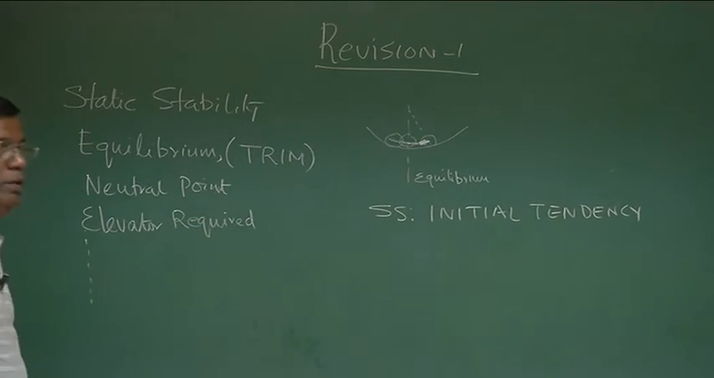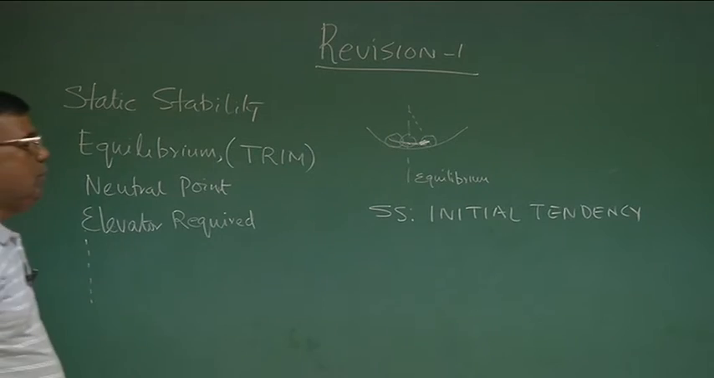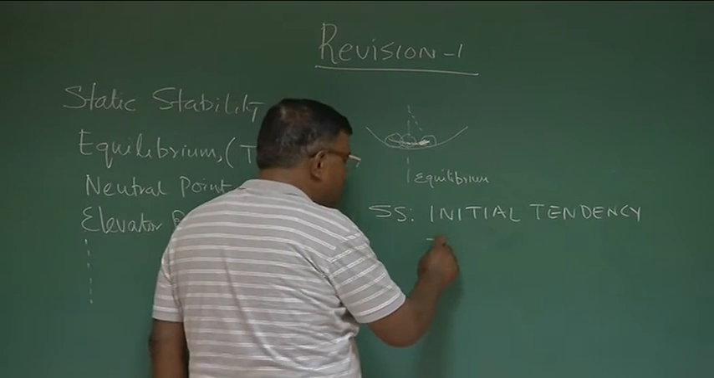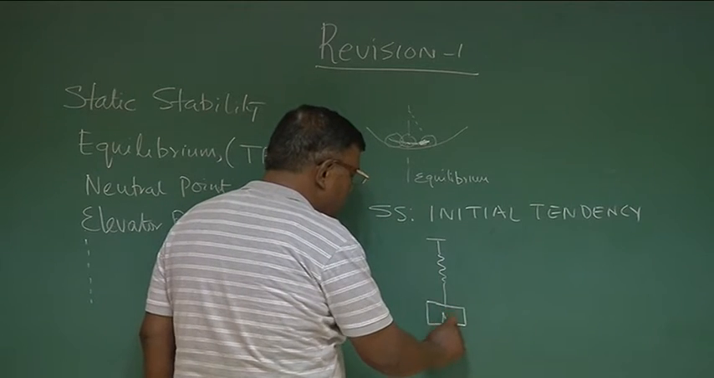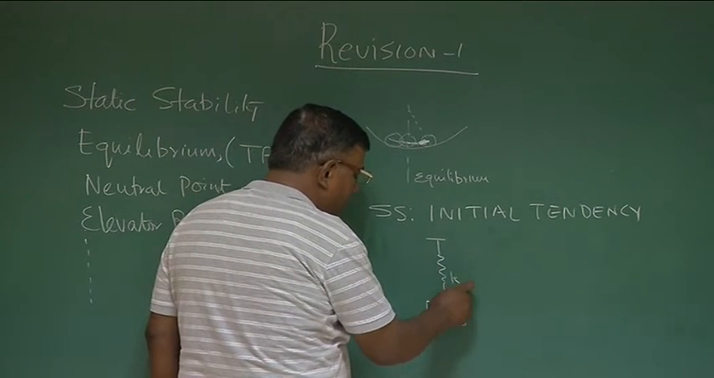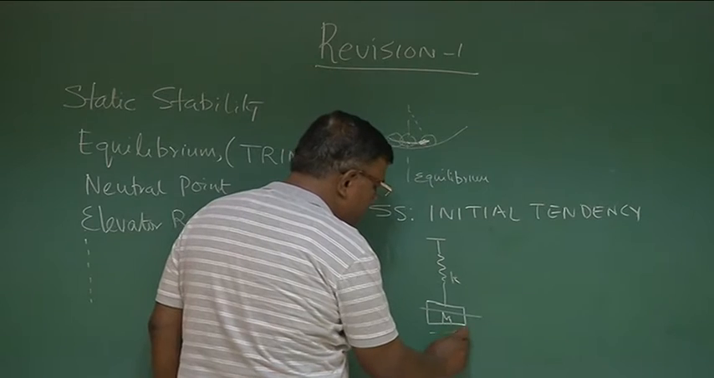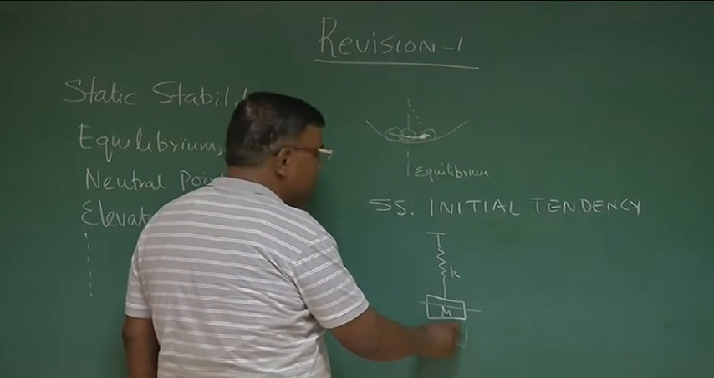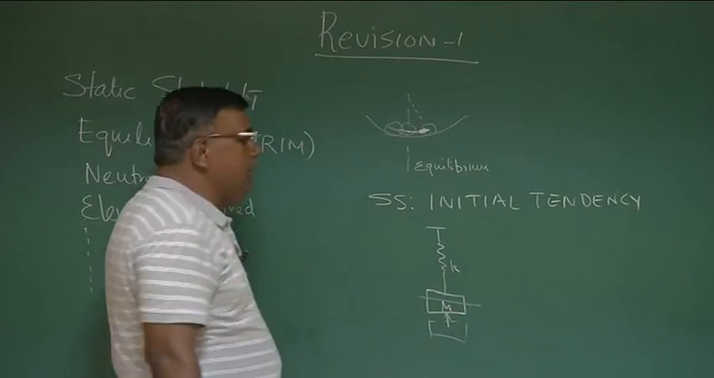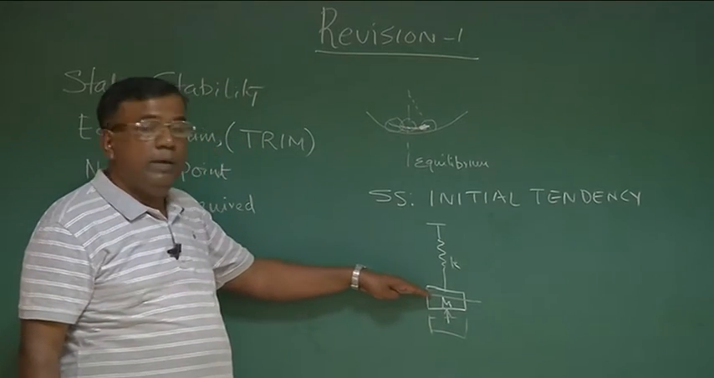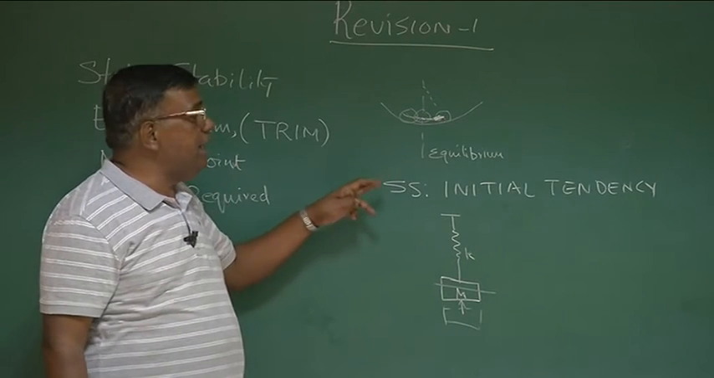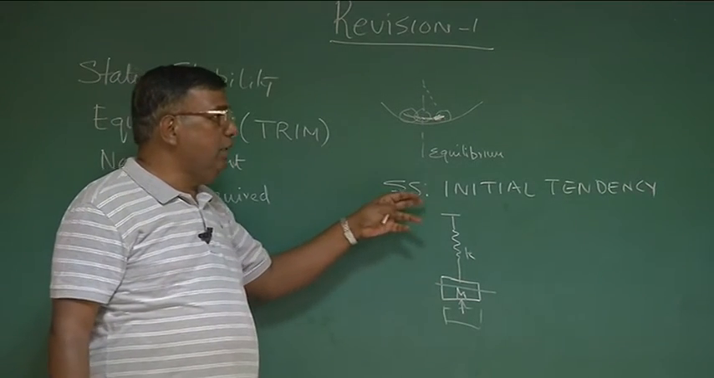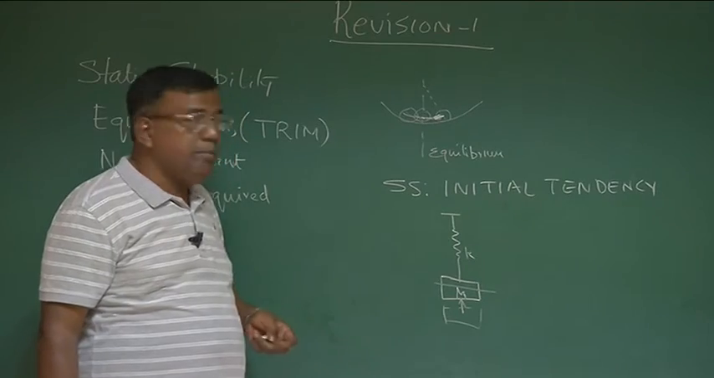We tried to explain this through a mass spring system. This is a spring, this is a mass, and if I stretch it somewhere here and release it, it also has initial tendency to come back to this equilibrium. It may oscillate, but that is not the point of concern as far as static stability is concerned. It is only the initial tendency that matters.